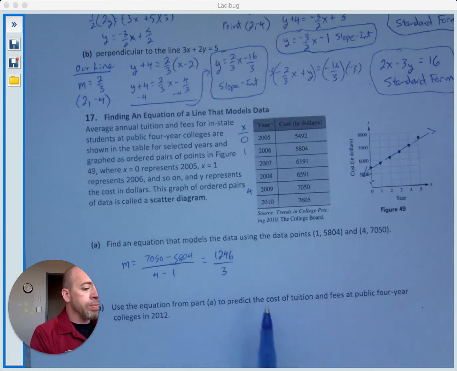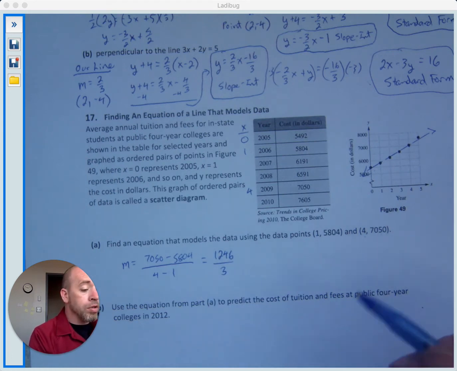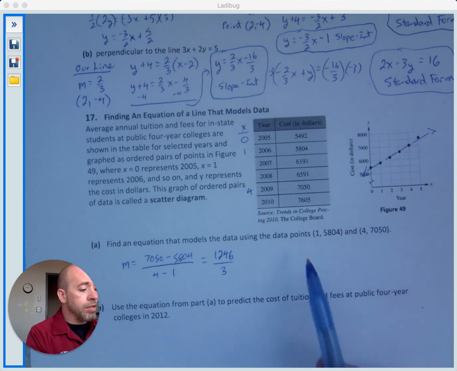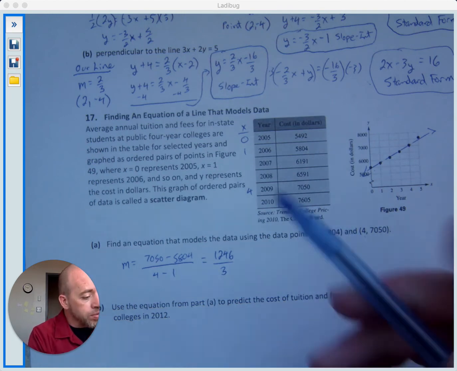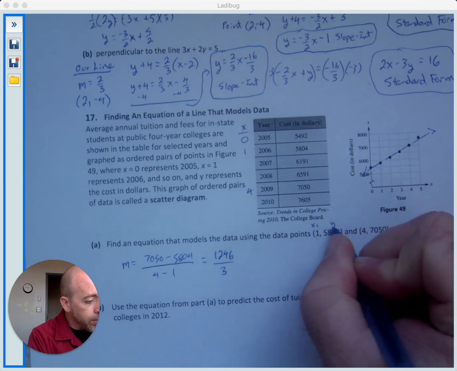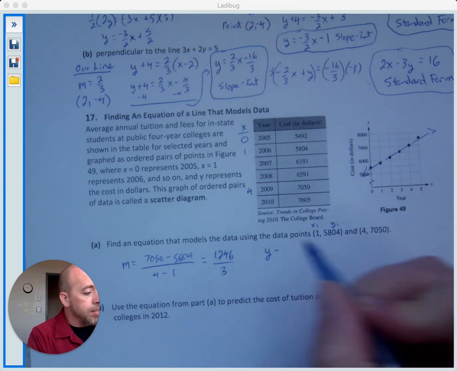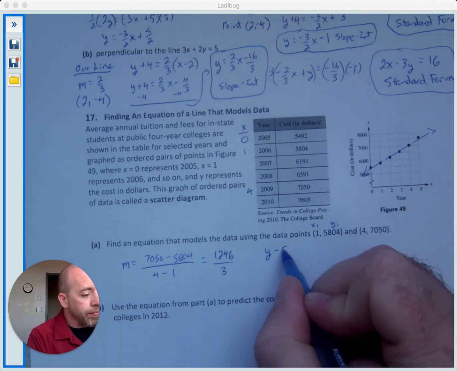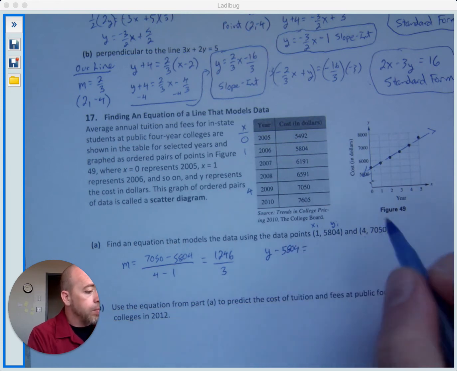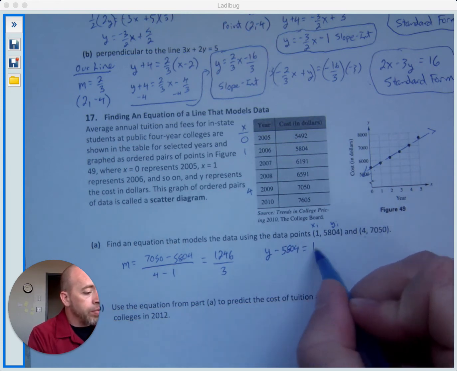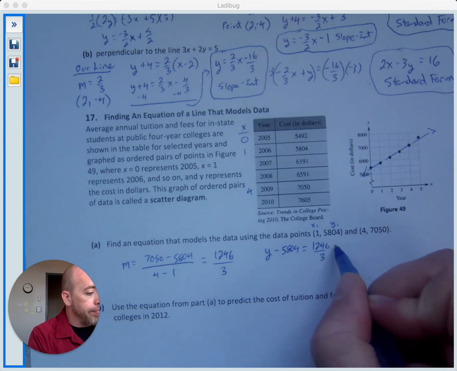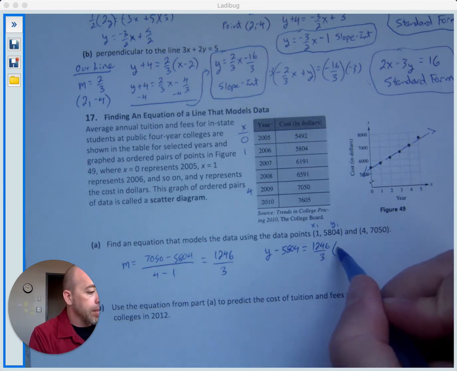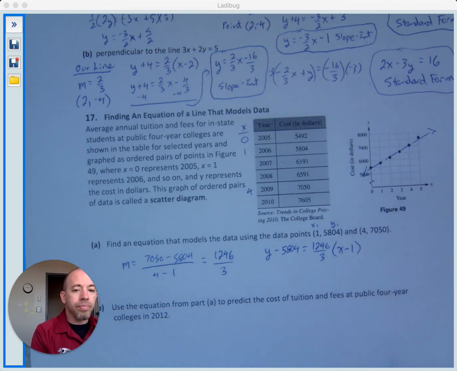So that's the slope. To find the equation, then, I'm going to use point-slope form. I could use either one of these points. I'm going to use this one, x1, y1. So we have y minus 5804 equals our slope, 1246 over 3 times x minus 1. Okay.